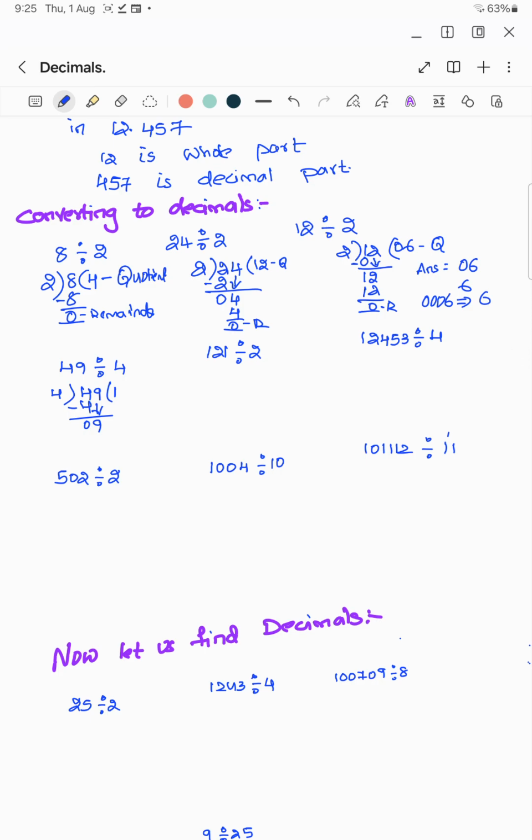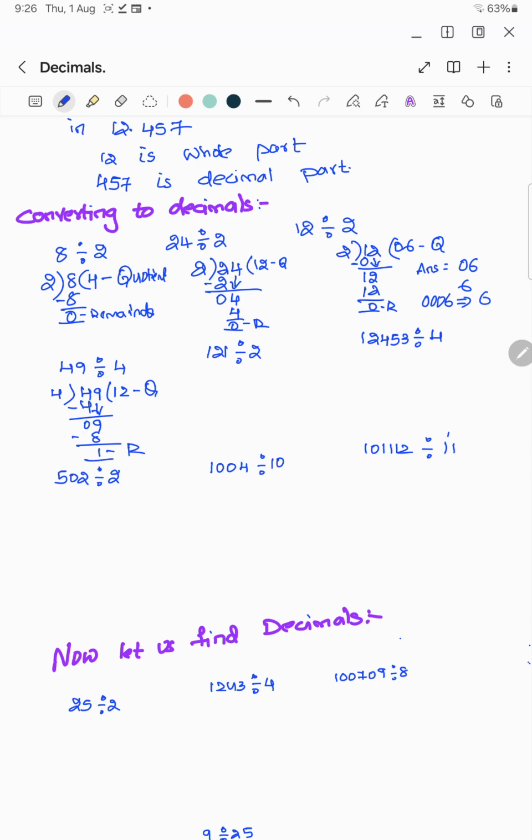If not, we write the multiple of 4 which is equal to 9 or less than 9. The multiple of 4 which is less than 9 is 4 into 2, 8. So 9 minus 8 is equal to 1. Here 12 is the quotient, 1 is the remainder.